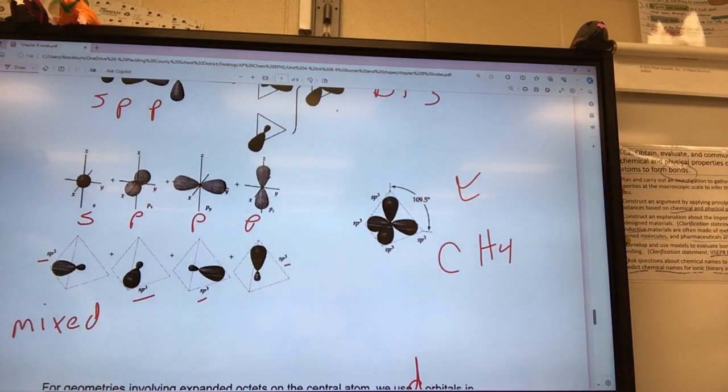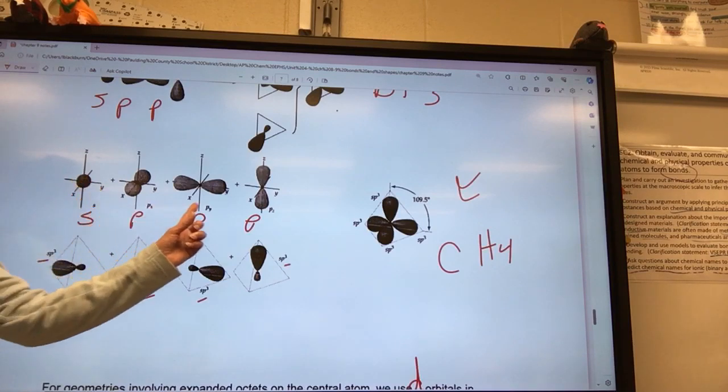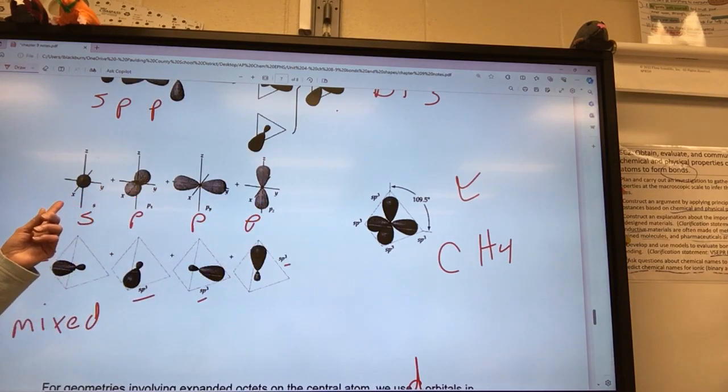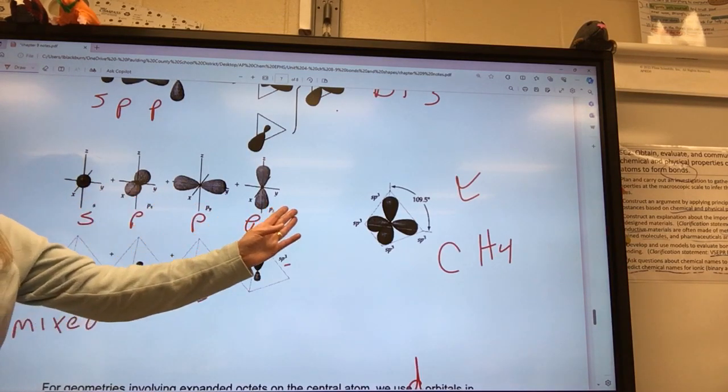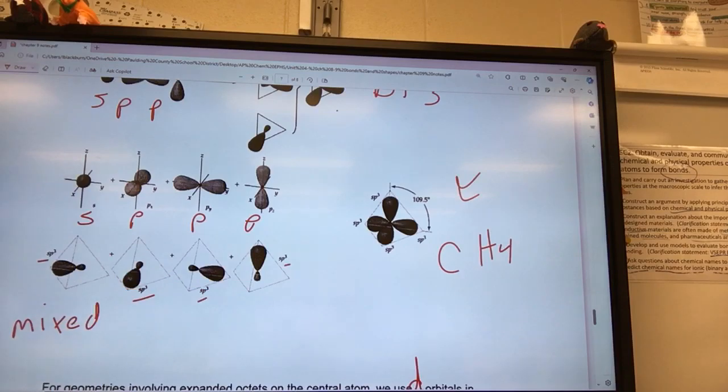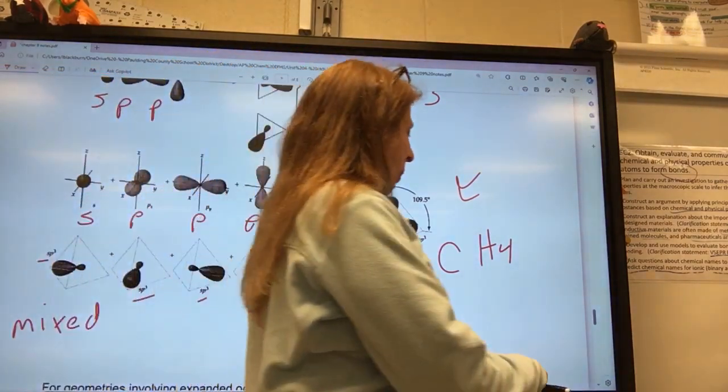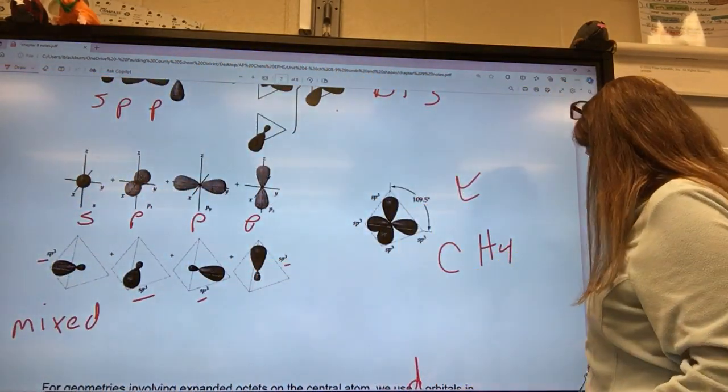So this is mixing. And remember that the p's come on different planes. That's why they're drawn different ways. But they all get mixed together and they're exactly the same then. They're the same shape. Different orientation, same shape.